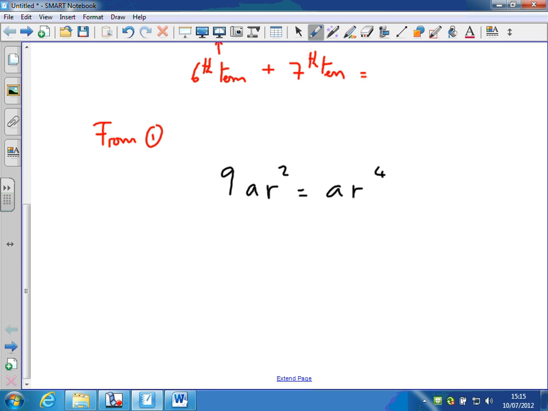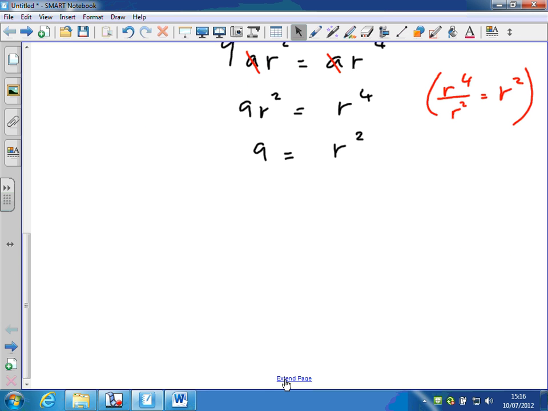But if I divide both sides by A, effectively the A's cancel. So I'm left with 9R squared equals R to the 4. Now divide both sides by R squared, we get 9 equals R squared. R to the 4 divided by R squared equals R squared. From the laws of indices, R to the 4 divided by R squared, the base is the same, so you subtract powers. 4 take away 2 is 2.